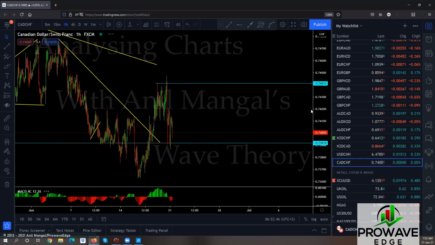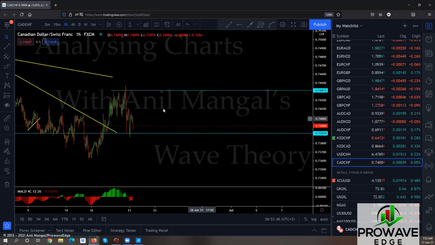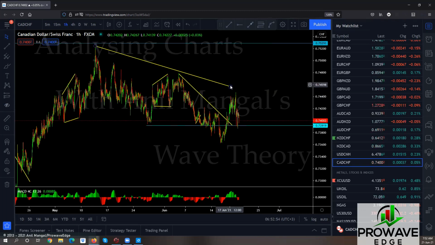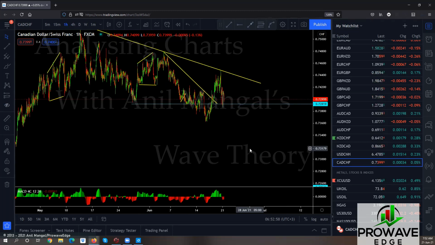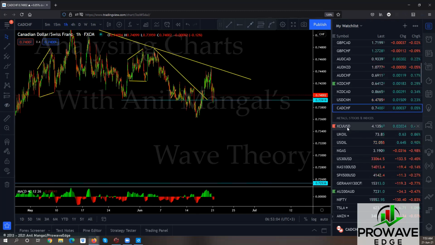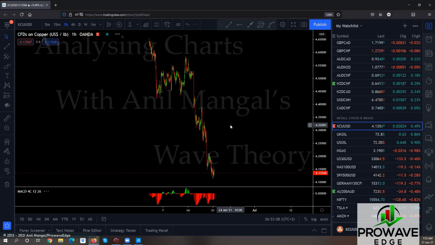CAD Swiss. Okay, we broke the top. This didn't go anywhere. All the Swiss pairs are still in the downtrend. They're still correcting downwards, so we're still going down. This is going to go one more down. Not the best thing to trade. Let it drop, and then we'll see what happens with it. You're not going to get good risk to reward in a correction like that going down.